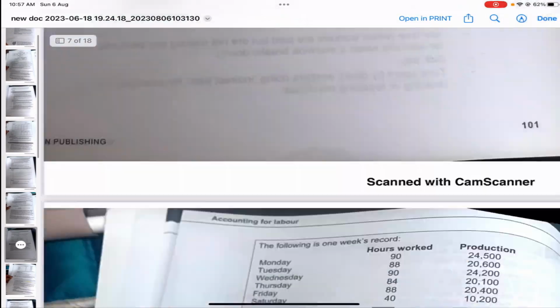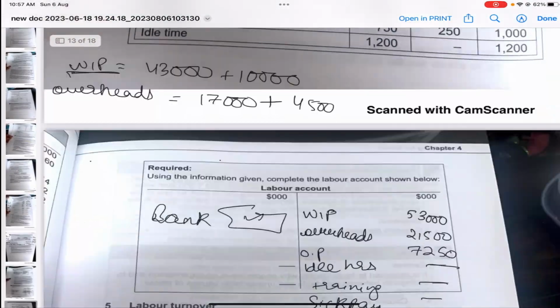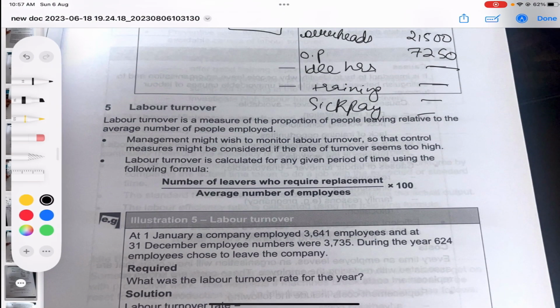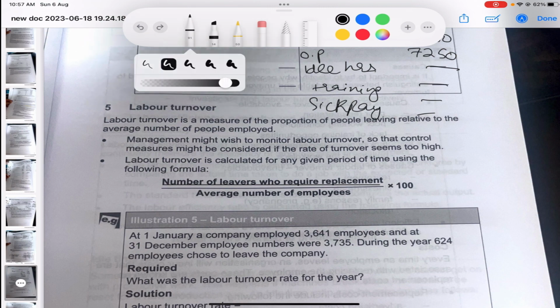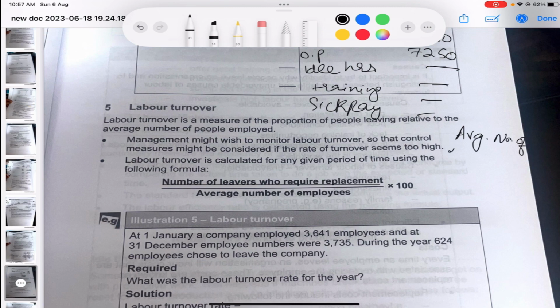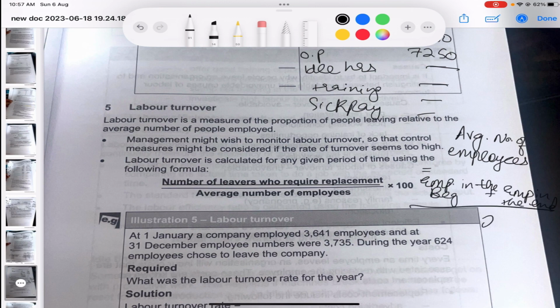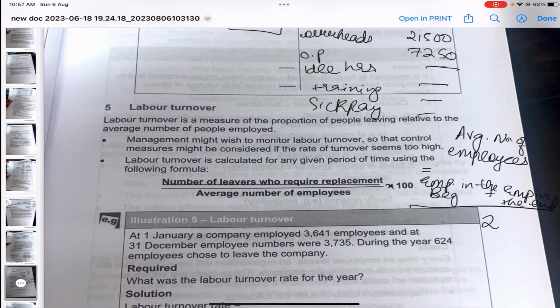So number of the leavers who require replacement, how many people are leaving, divided by average number of employees multiplied by 100. Now one formula is not given, even though it's simple, it's not given in the book. What is average number of employees? So write it down. Average number of employees is the employees in the beginning plus employees in the end divided by 2. So this is the formula of your average employees, and then multiplied by 100 since it is a percentage.